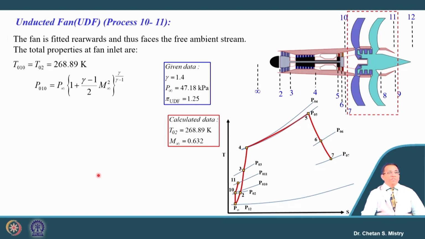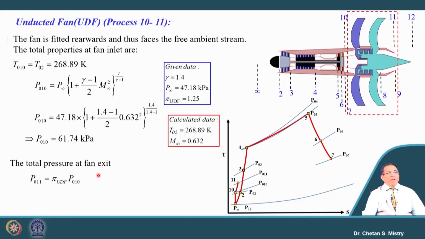Here we can say the temperature at the entry is 268.89 Kelvin, and the pressure, which can be calculated based on the Mach number, comes to 61.74 kilopascal. Now, let us look at the outlet pressure from this fan. Since my pressure ratio is given as 1.25, the outlet pressure is 77.18 kilopascal.